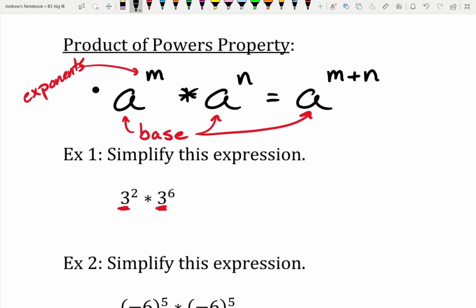So if I had 2 3's multiplying each other, and then I had 6 more 3's all multiplying each other, then altogether I have 8 3's all multiplying each other, right? 2 plus 6 gave me that 8. If it helps you visualize it, 2 plus 6 is what got me to there. And so literally all we're doing is we're just adding together the exponents.